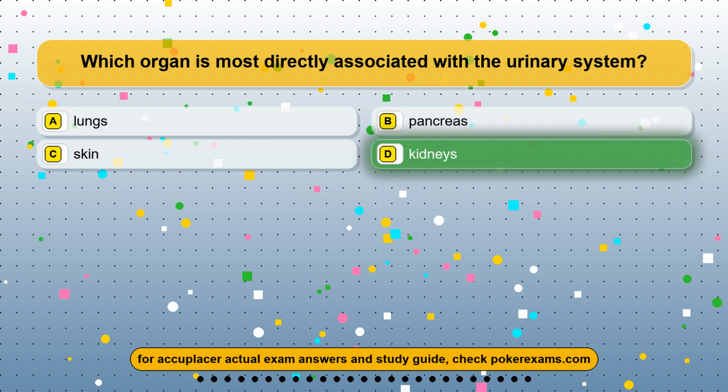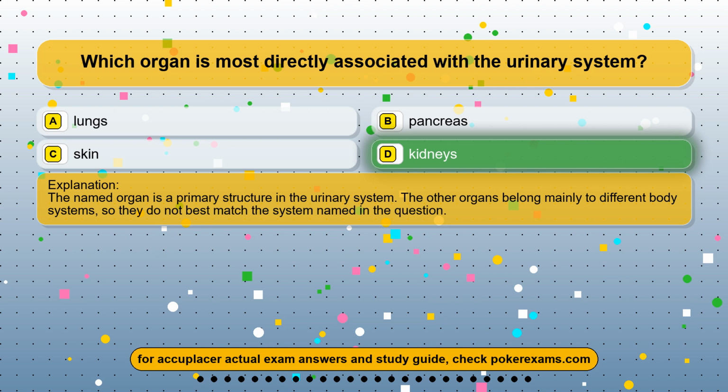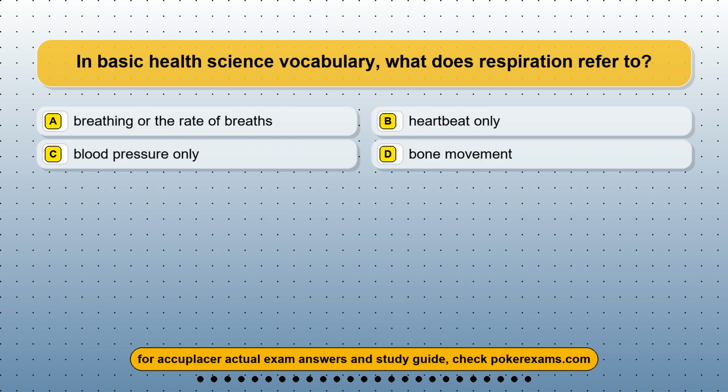The correct answer is option D, kidneys. The named organ is a primary structure in the urinary system. The other organs belong mainly to different body systems, so they do not best match the system named in the question.